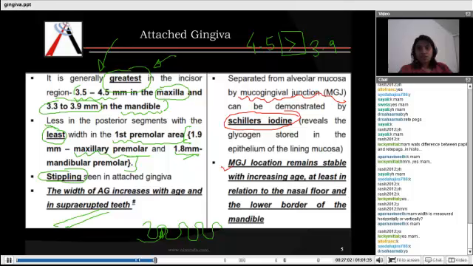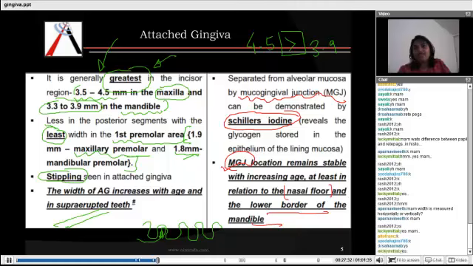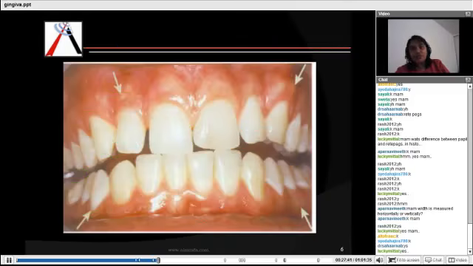Okay, now mucogingival junction is stable with increasing age, at least in relation to the nasal floor and the lower border of the mandible. Whenever we say a particular thing is stable, how do we say it is stable? When we take some other landmark, and in relation to that landmark this thing is not moving, then we say it's stable, right? Because stability is a relative term, isn't it? We find the earth stationary, not moving, because we don't feel it, because we are moving with it. Anyways, hopefully you get that point.